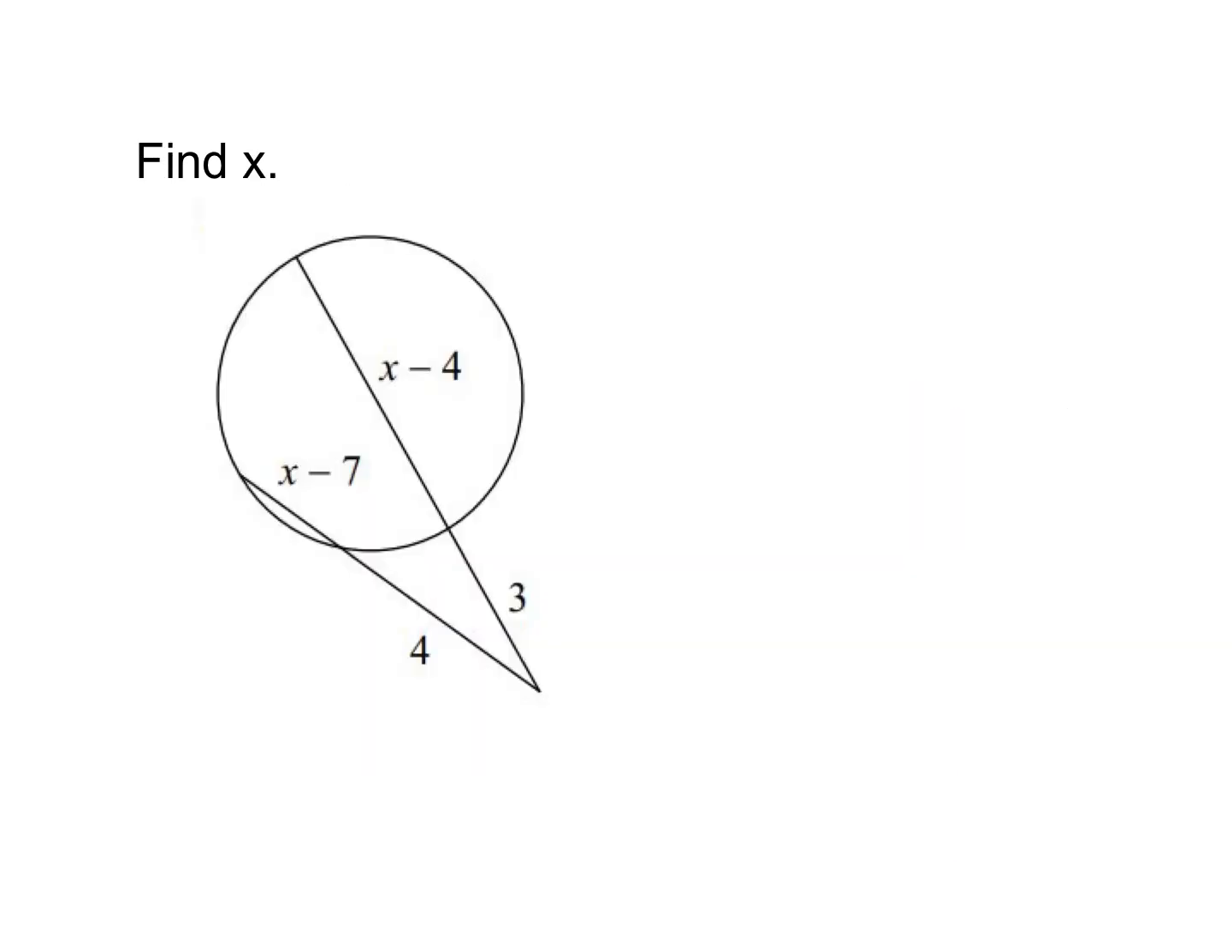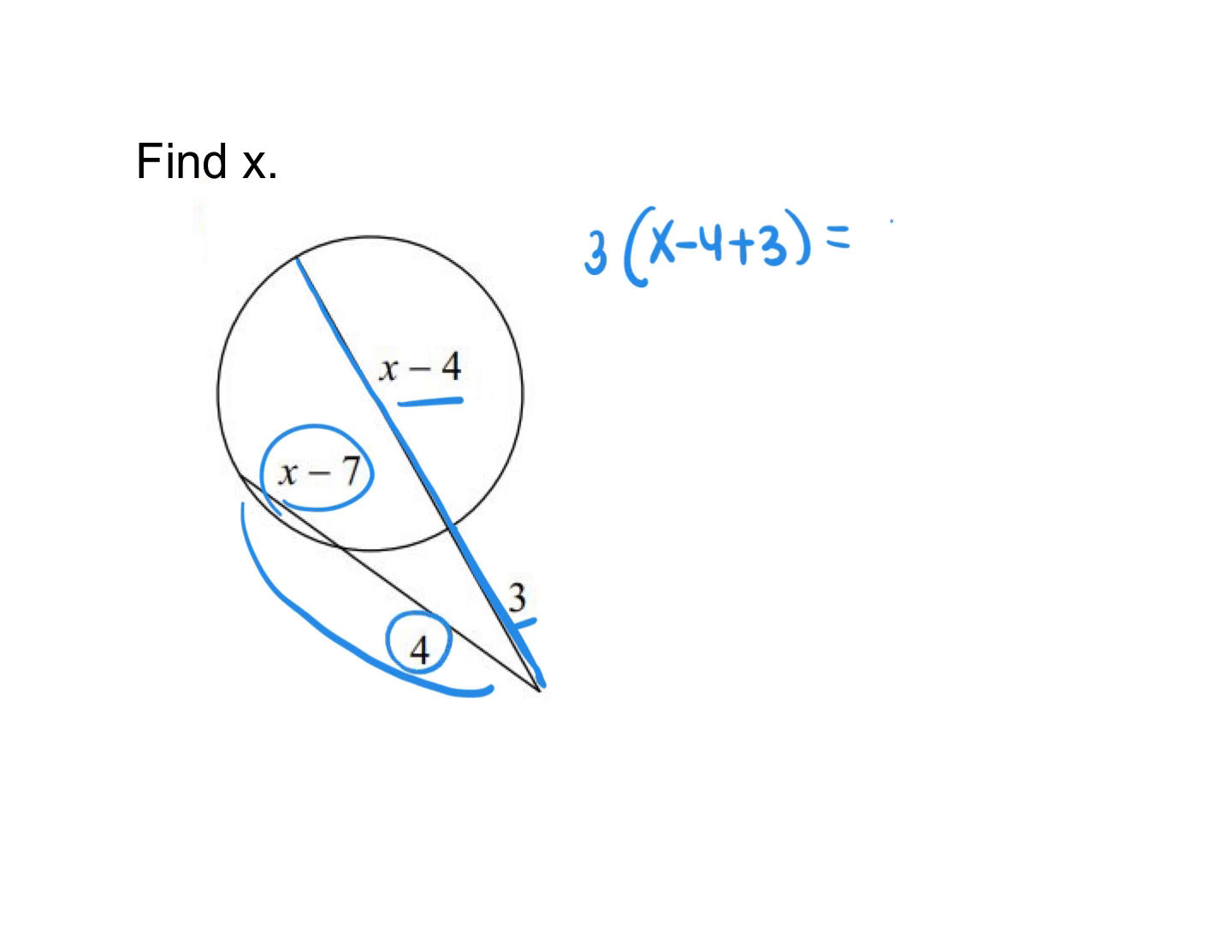Let's do one more example here. We have two secant segments. So we have the whole thing, which is going to be this plus this. So x minus 4 plus 3. The whole thing times the outside, so that's a 3, is equal to the whole thing here. So this plus this times just the outside, which is a 4.